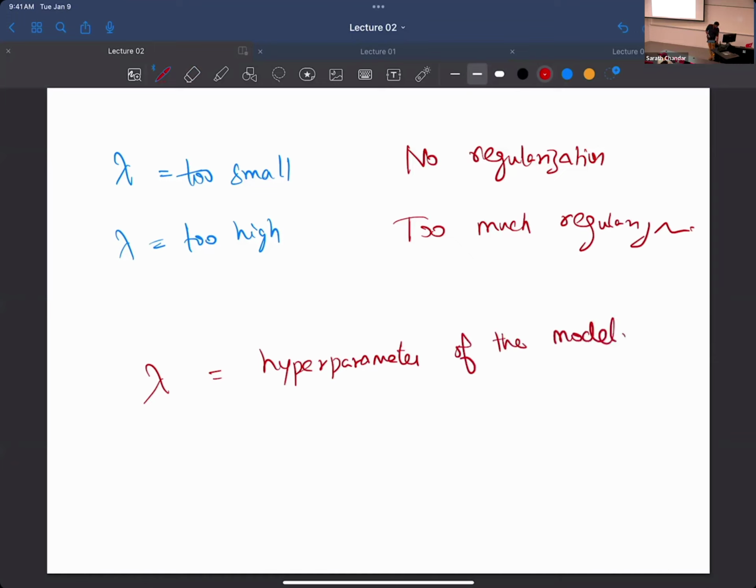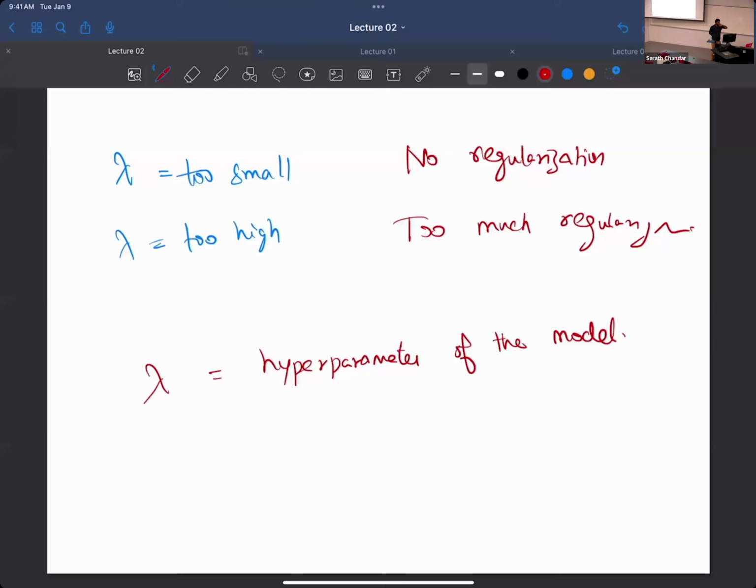Why am I calling this a hyperparameter? It's not a parameter. W is the parameter of the model. I'm calling lambda a hyperparameter because I'm not going to learn lambda from data. The parameters we usually learn from the data, but this hyperparameter is something that I'm just going to pick by myself before I start learning. So I need to decide what lambda to use. And once I fix lambda, you can solve the regularized least squares problem.